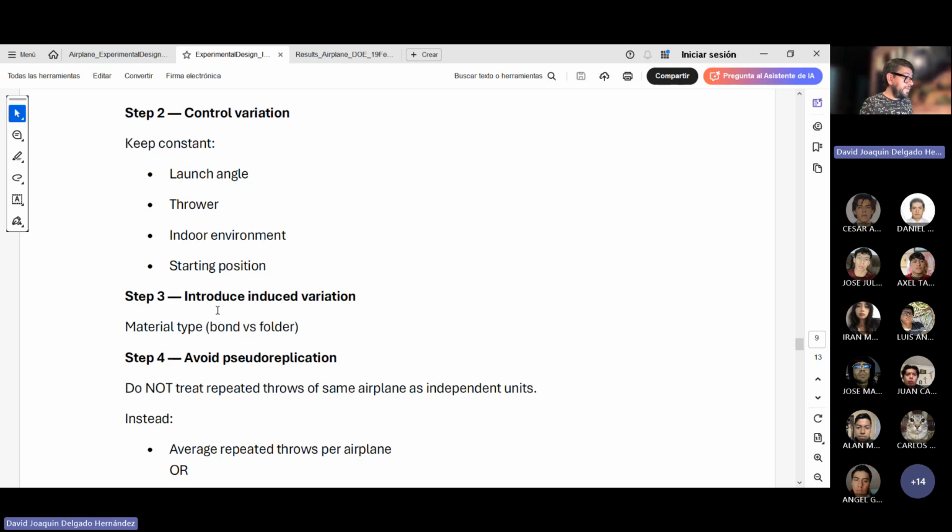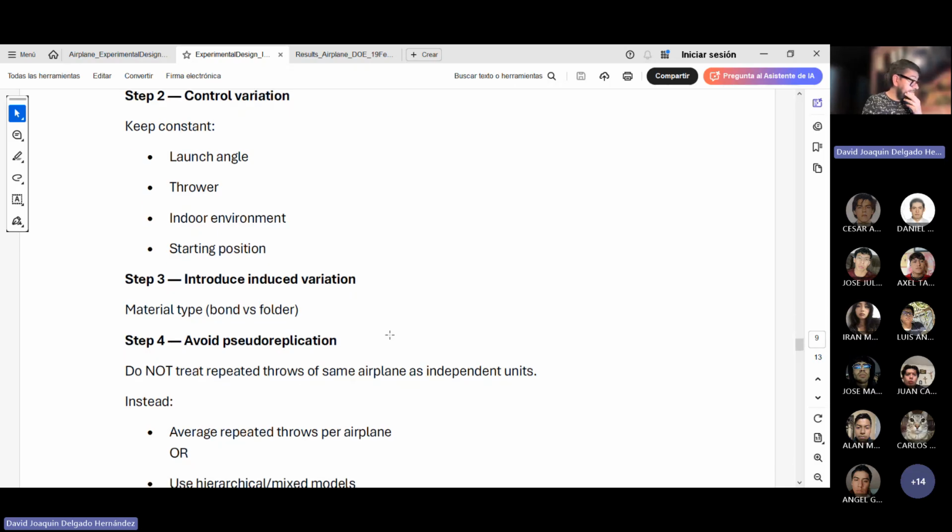All the planes were launched from the very same point. Introduce induced variation. So a variation is the type of material. For instance, bond paper versus folder, right? That I am forcing. I am introducing that variation because I want to see whether there is a difference in the distance if I change the material from folder to bond paper.